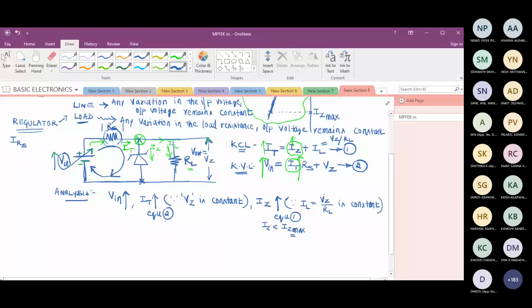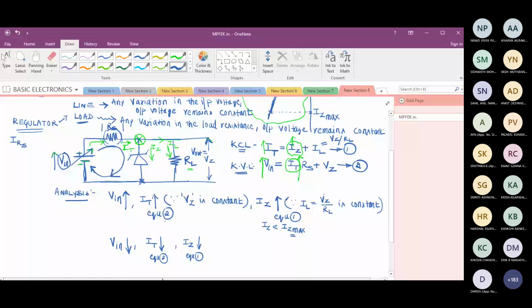Okay, next. Suppose V in drops. Quickly, what happens to IT? It will reduce, sir. Because VZ is constant, IT will reduce. Again from equation number 2. If IT reduces, what happens to IZ? Sir, IZ reduces. Again, this is from equation number 1. Correct? Yes, sir.